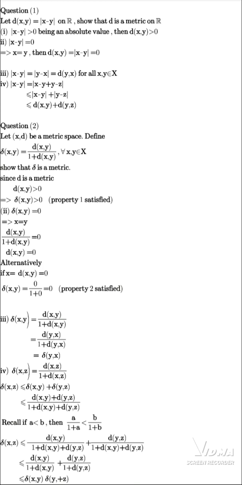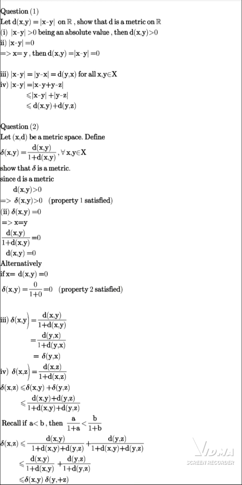Condition 3, that's the symmetric property. When you have x minus y, of course it is inside an absolute value, so it is possible that we have y minus x, and the absolute value of y minus x will give us the distance d(y, x) for all x, y in X. And lastly, for the triangle inequality, we can split our x minus z to be x minus y plus y minus z, so it still remains constant. So when you introduce the less than or equal sign, we can split the absolute value into two parts. So we have our final answer to be d(x, y) plus d(y, z).